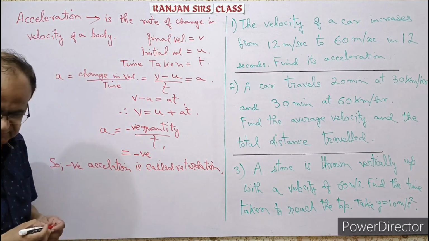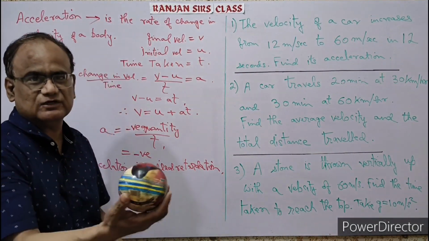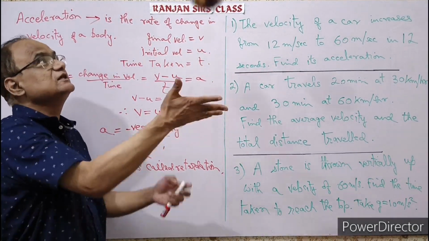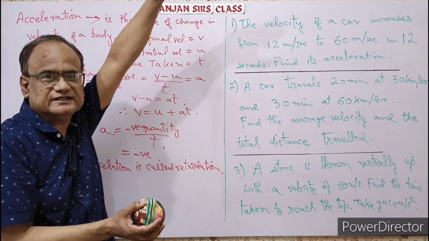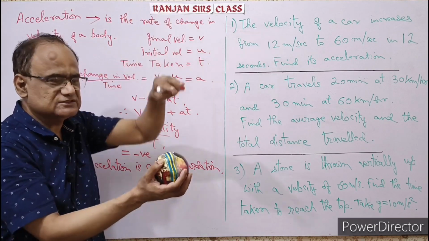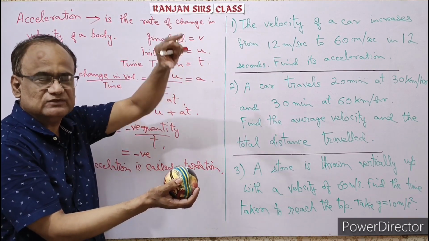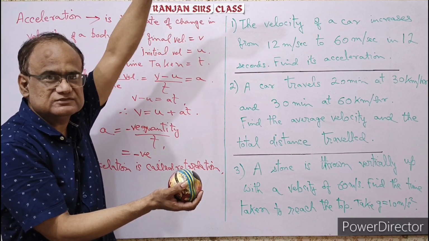I'll again explain with the ball. Okay, so one minute, just look here. This is the ball. I'm throwing it up with a certain velocity. Okay, it reaches a certain top. What will the velocity at the top be? The velocity at the top becomes 0. That means the velocity of the ball is gradually decreasing. And when it has reached the maximum height, velocity becomes 0.